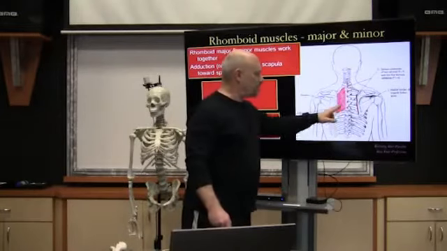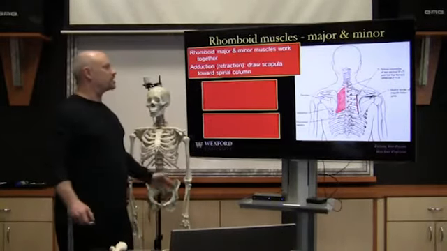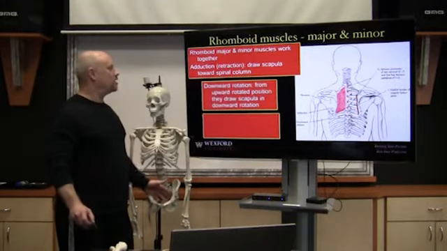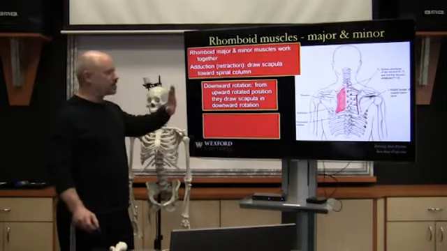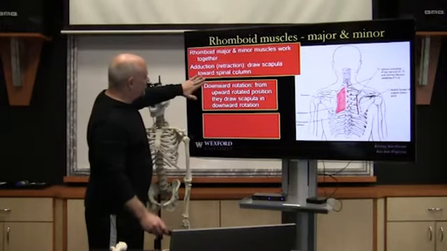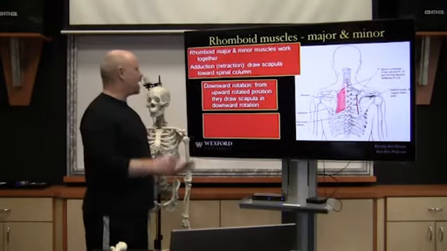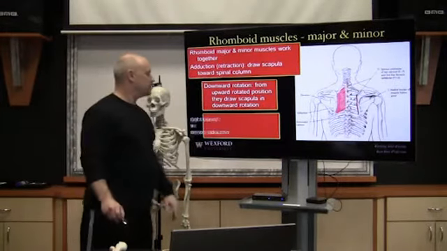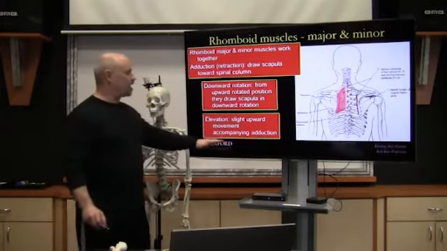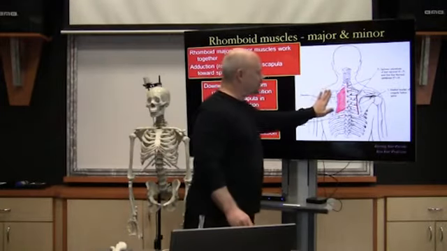Now the rhomboid major and minor work together. Rhomboid minor, rhomboid major. They do adduction or retraction, and draw the scapula toward the spinal column. They also help in downward rotation, especially when they contract. They also cause elevation because there's a slight upward movement accompanying adduction. So they'll do downward rotation and adduct.